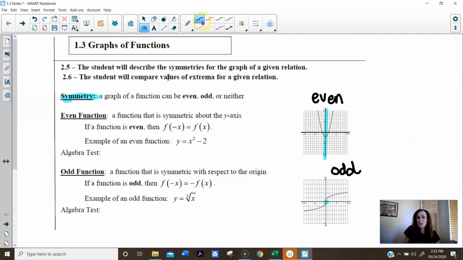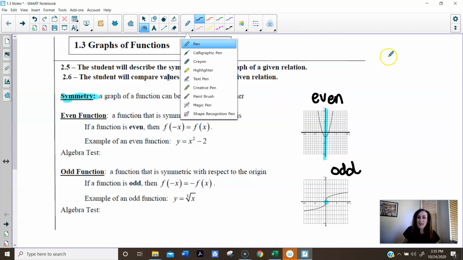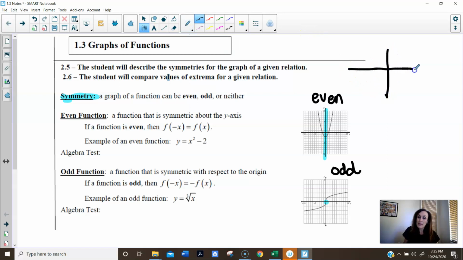Now, just so you know, if I had a parabola, and let's say the parabola is over here, and this looks like a terrible parabola, but you've got my point. This graph is neither because it is not folding over the y-axis and it's not folding over the origin.